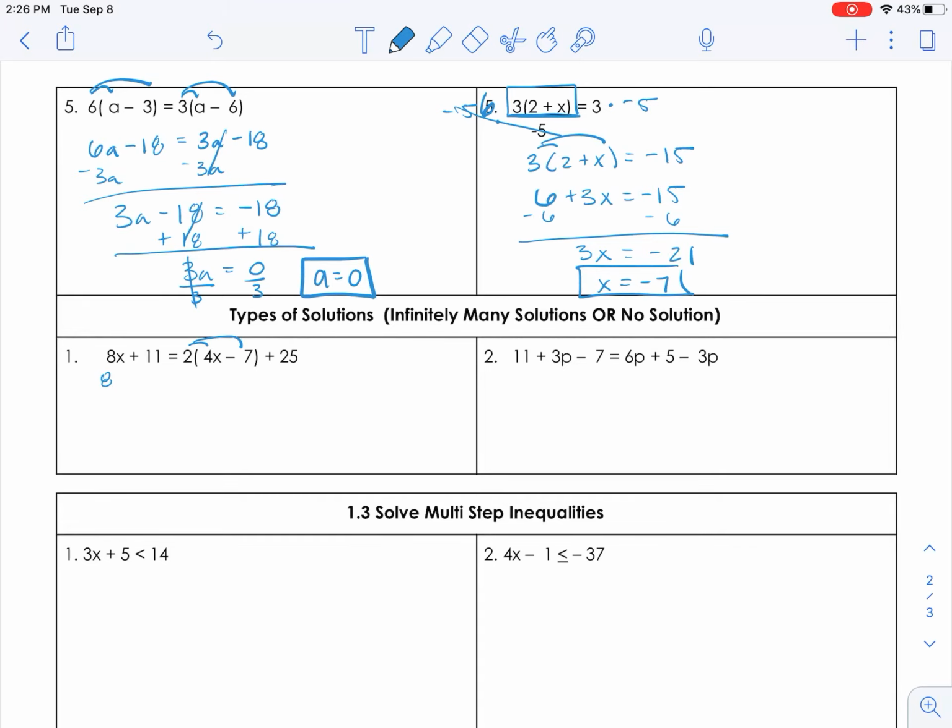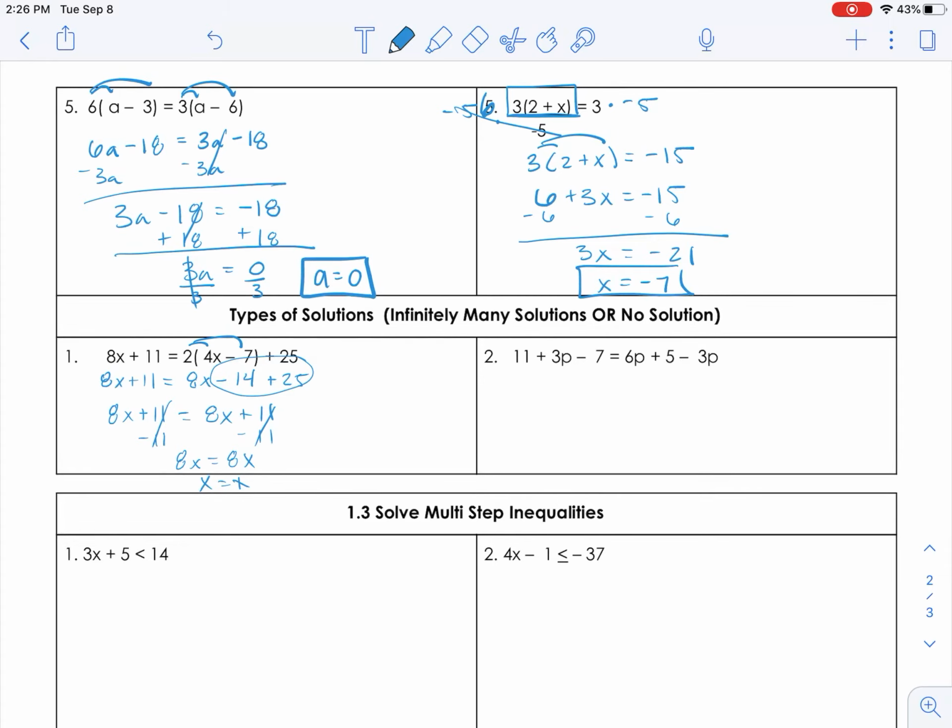I'll distribute first. So I've got 8x plus 11 equals 2 times 4x, which is 8x, minus 14. It's 2 times negative 7, plus 25. And then we are going to combine like terms, so that negative 14 and 25 gives us positive 11. So we end up with 8x plus 11 equals 8x plus 11. And you should already be able to see that this is the same thing. You could keep going and subtract 11 on both sides, but then you're going to get 8x equals 8x. And you could divide by 8 again, but then you're still going to get x equals x.